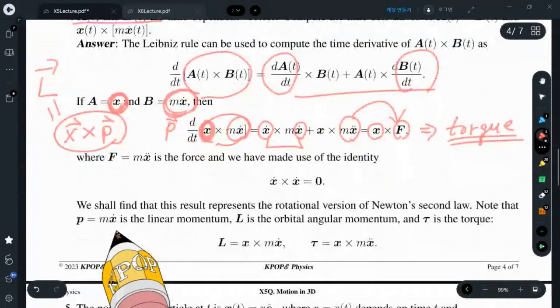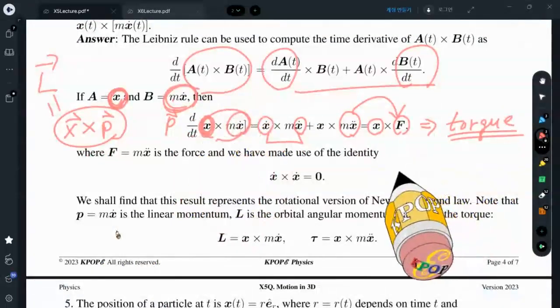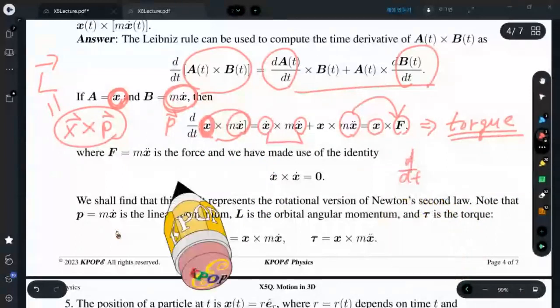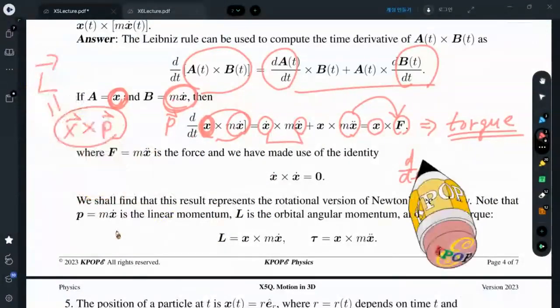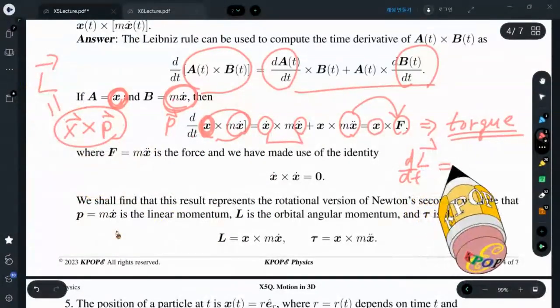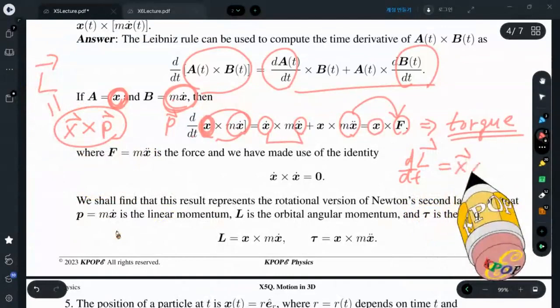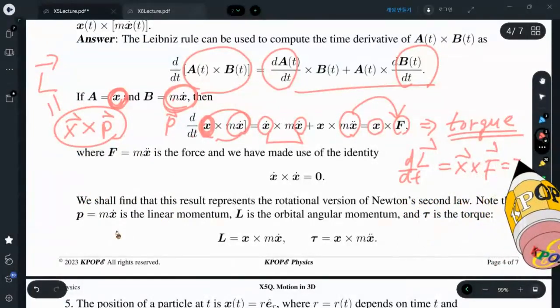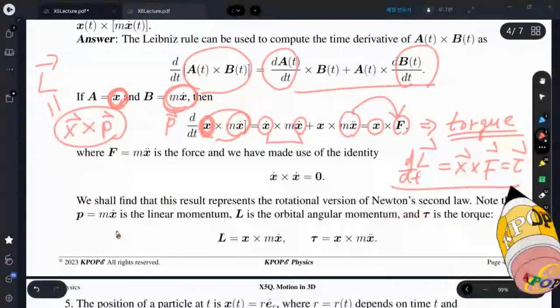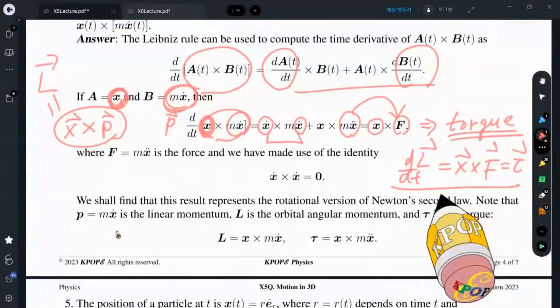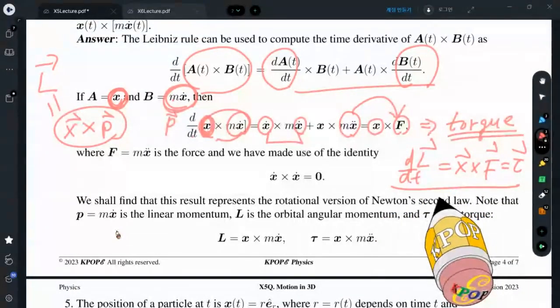And that is actually the time derivative. x cross p is called orbital angular momentum, and its derivative is x cross force, that is called torque. This is the rotation version of Newton's second law.